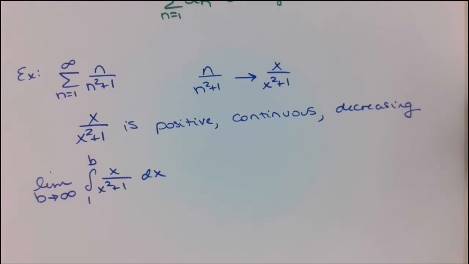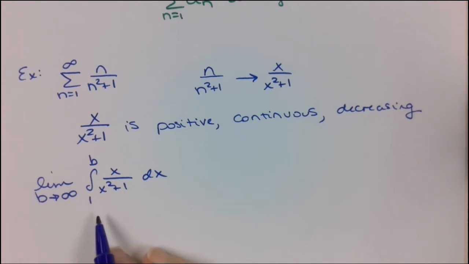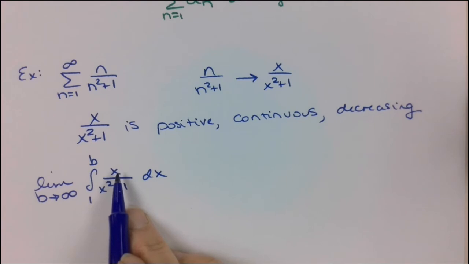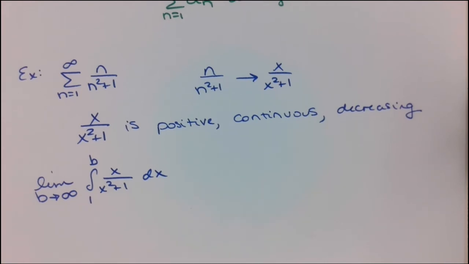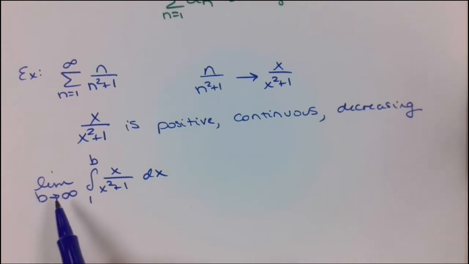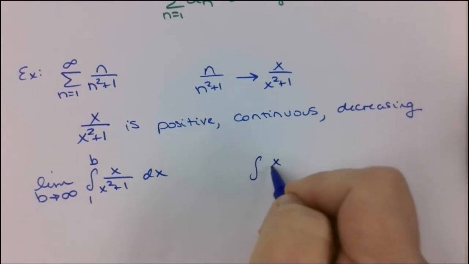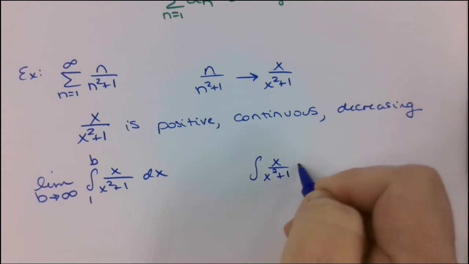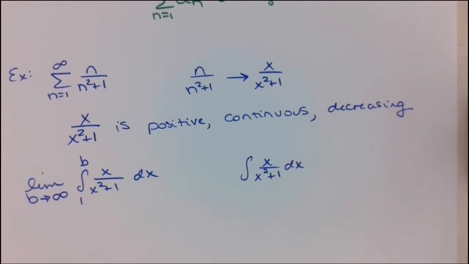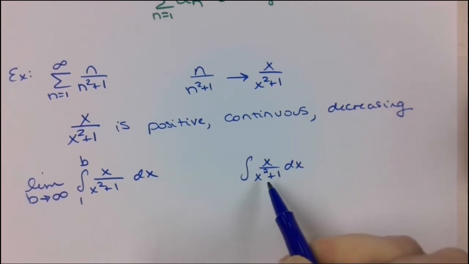And so now we're ready to integrate and evaluate this limit. I can see that my numerator is at least a version of the derivative of the denominator. So we're going to use u substitution to evaluate this integral. And while I'm going through the process of u substitution, I don't want to have to keep rewriting the limit as b goes to infinity, all this notation. And so let's just consider the indefinite integral over here to the side and find that antiderivative.